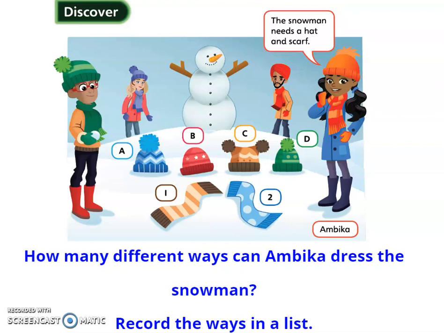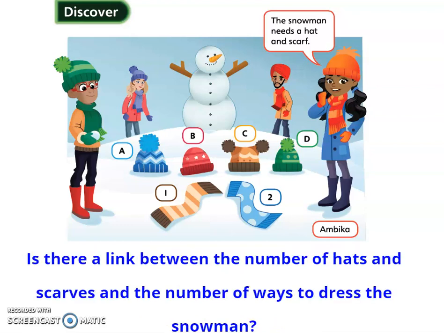Now, in order to help you do this, think about how many scarves there are that the snowman can wear and how many hats. And then, can you find a link between the number of hats and the number of scarves to make different ways of getting the snowman dressed? And this will move us on to question 1b. Because on question 1b, we're asking, is there a link between the number of hats and scarves and the number of ways to dress the snowman?